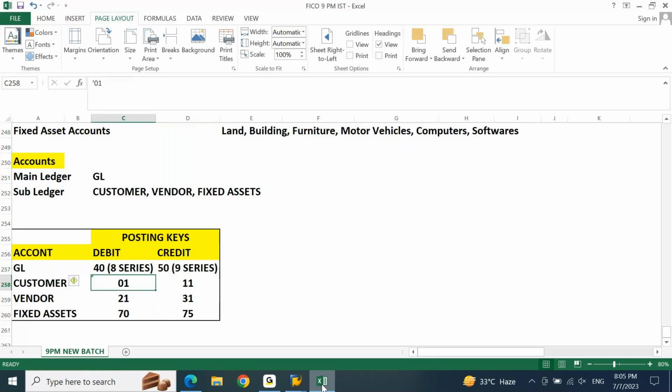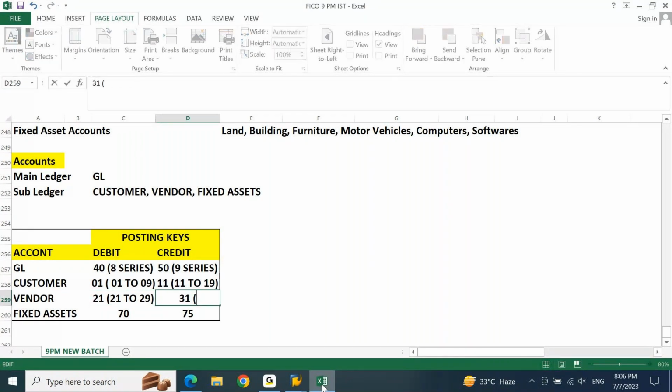What about customer? 01, or in short 1 series, 01 to 09. This is a fixed logic. What is the other logic for credit? 11 to 19. Next one, vendor. Apart from 21, what is the other logic? 21 to 29 is vendor debit. What is the other logic? 31 to 39.